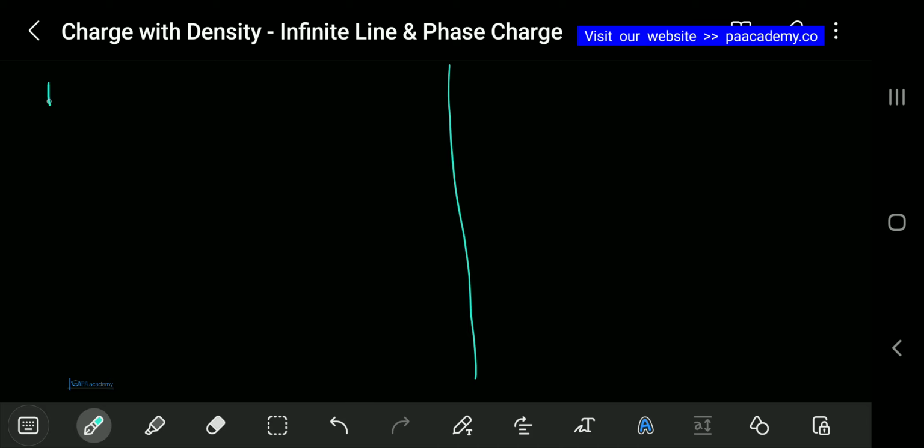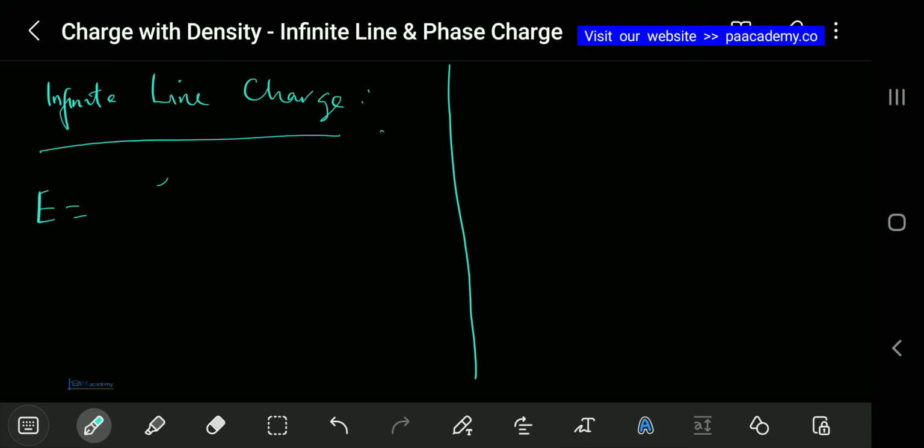So when you are looking at the infinite line charge, that's giving us the charge density over 2 pi E naught r, where r is the distance, multiplied by the unit vector component. When you are using this, it is more for cylindrical coordinates.